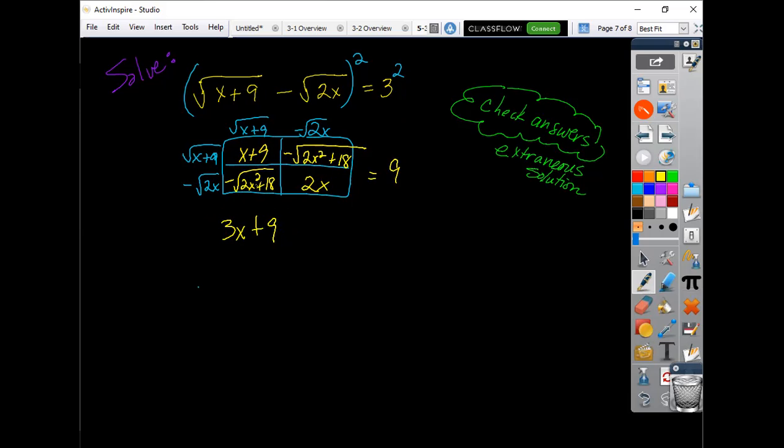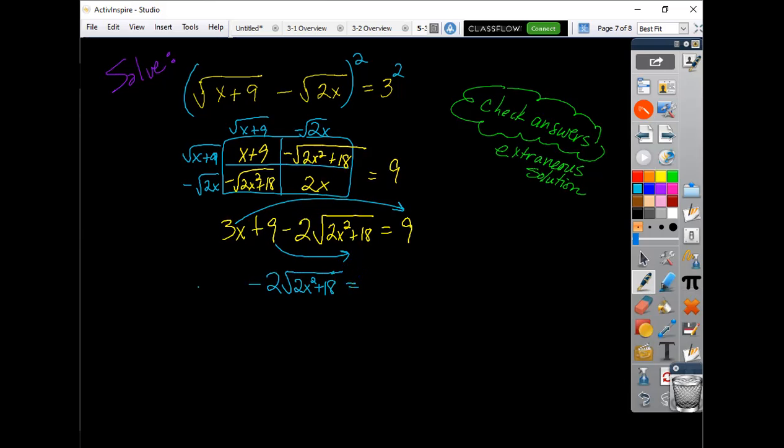And then I've got minus 2 of these things. They are kind of gross. 2x squared plus 18. And your next step is to get your square root all alone. So I'm going to subtract that to the other side, and I'm going to subtract that to the other side, which would leave me the negative 2 square root of 2x squared plus 18 from right here. The negative 9 subtracted there would cancel. I just have this negative 3x over there then.